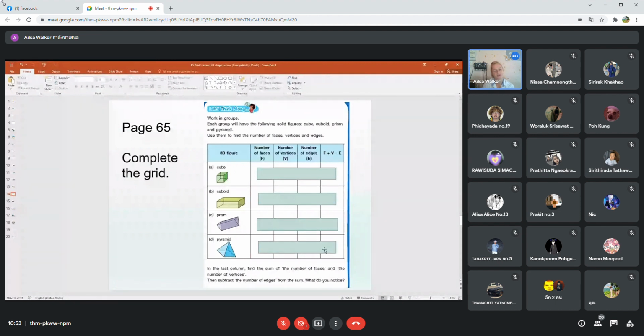Okay? I'm going to give you 4 minutes to finish the grid. So count the faces, vertices, and edges of each shape, and then work out the sum at the end. Okay, 4 minutes to finish. Then we will check your answers. Off you go.